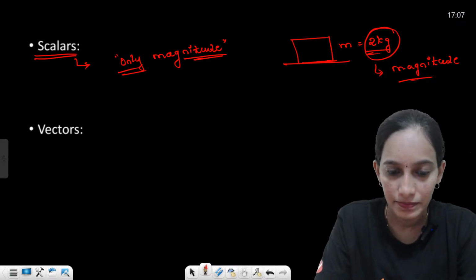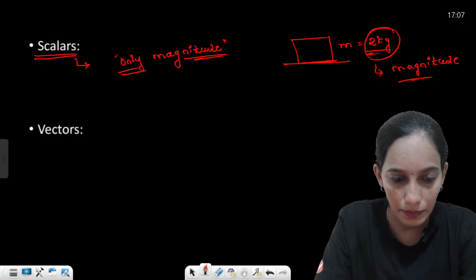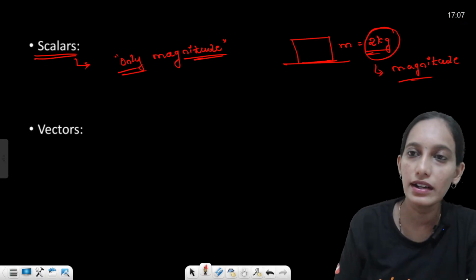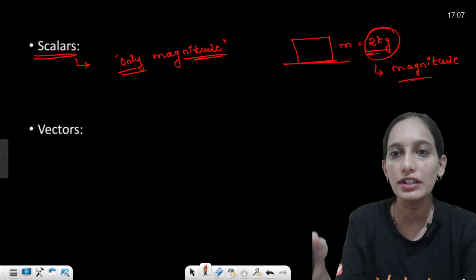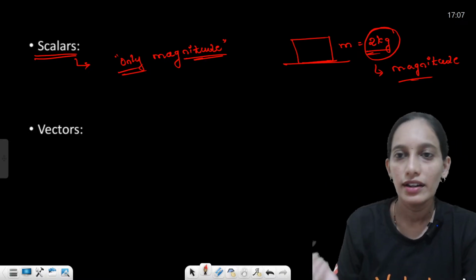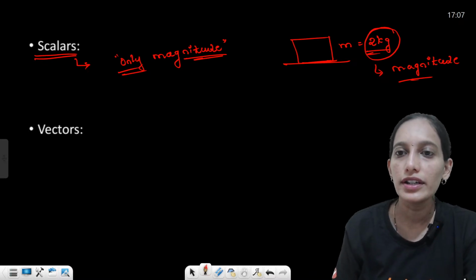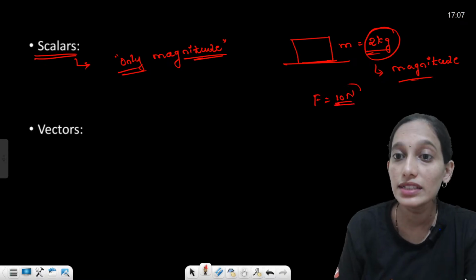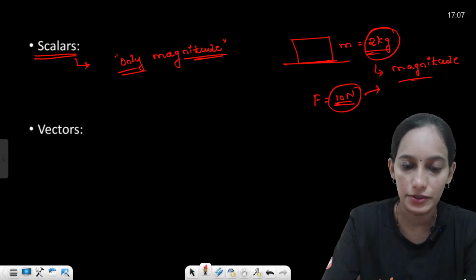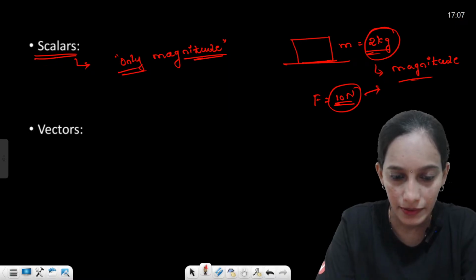Is that clear? Yeah. Somebody asked what is magnitude? It's the amount of that particular physical quantity we are talking about. For example, I say something like force. Force is a vector. I say force of 10 Newton. This amount we call magnitude. Is that clear?